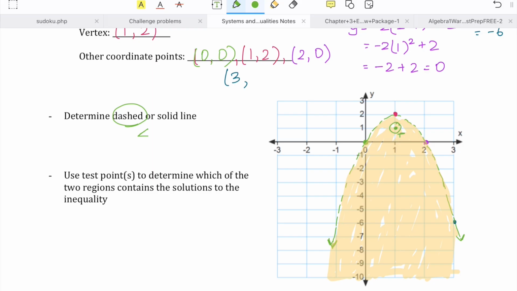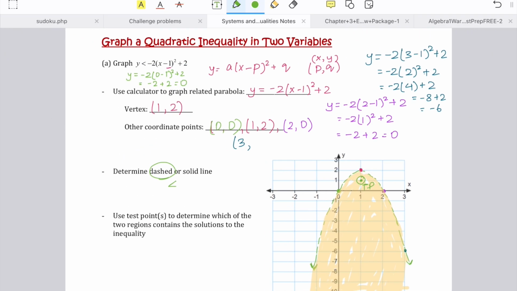Okay, so let's put that in our equation. Will I put it in this equation or this equation? 1 or 2? Why 2? Good. You always put it in the original equation.